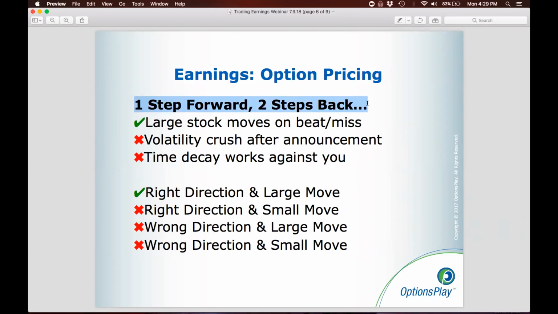When you're buying a call or a put going into earnings, what you need is the stock to have a large move on a beat or a miss in your favor. If you expect a beat, you buy a call. If you expect a miss, you buy a put. And you need that stock to move in that direction by a significant amount in order for you to profit. How much do you need it to move by? You actually need it to overcome 2 different things. There are 2 things working against you while you're buying that call or put. You have volatility crush that happens right after the announcement.